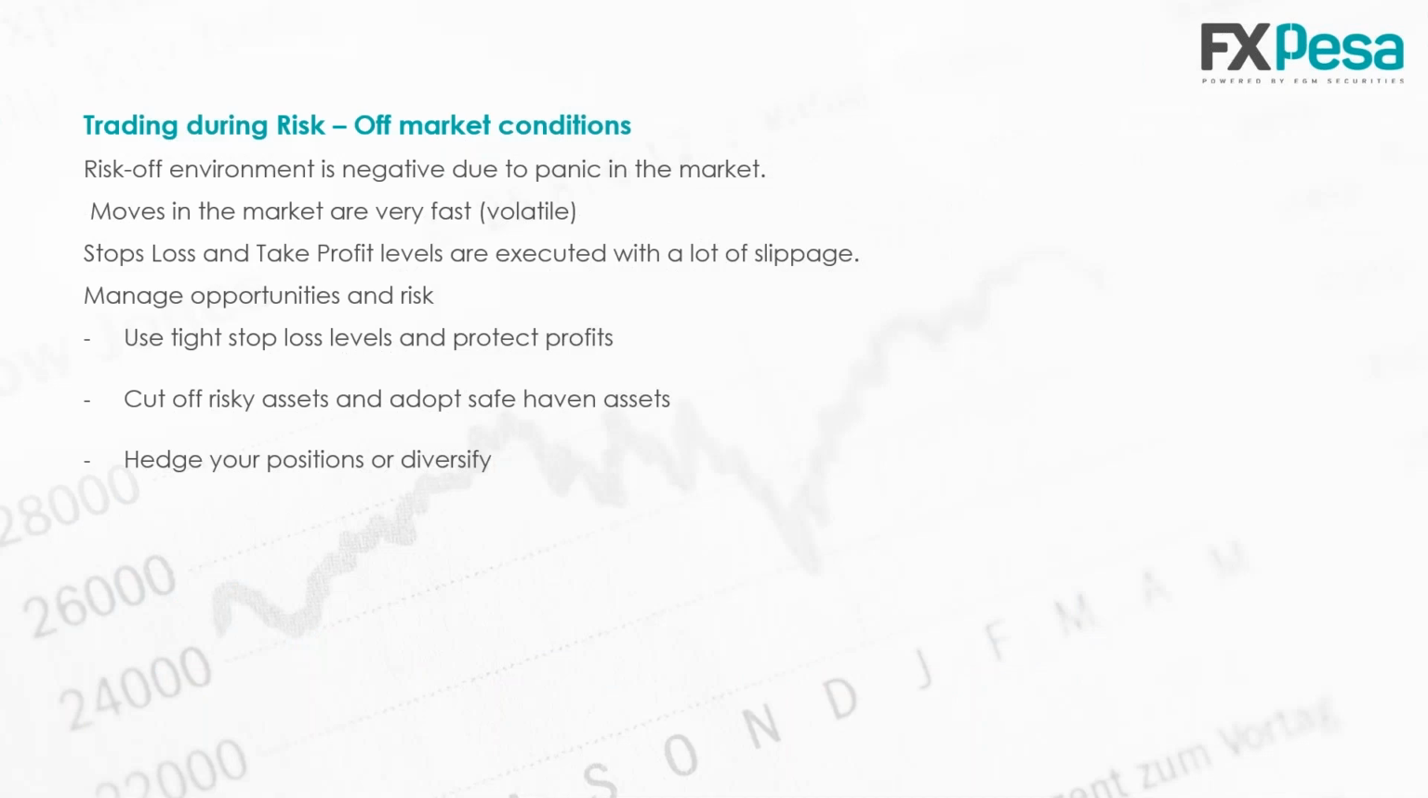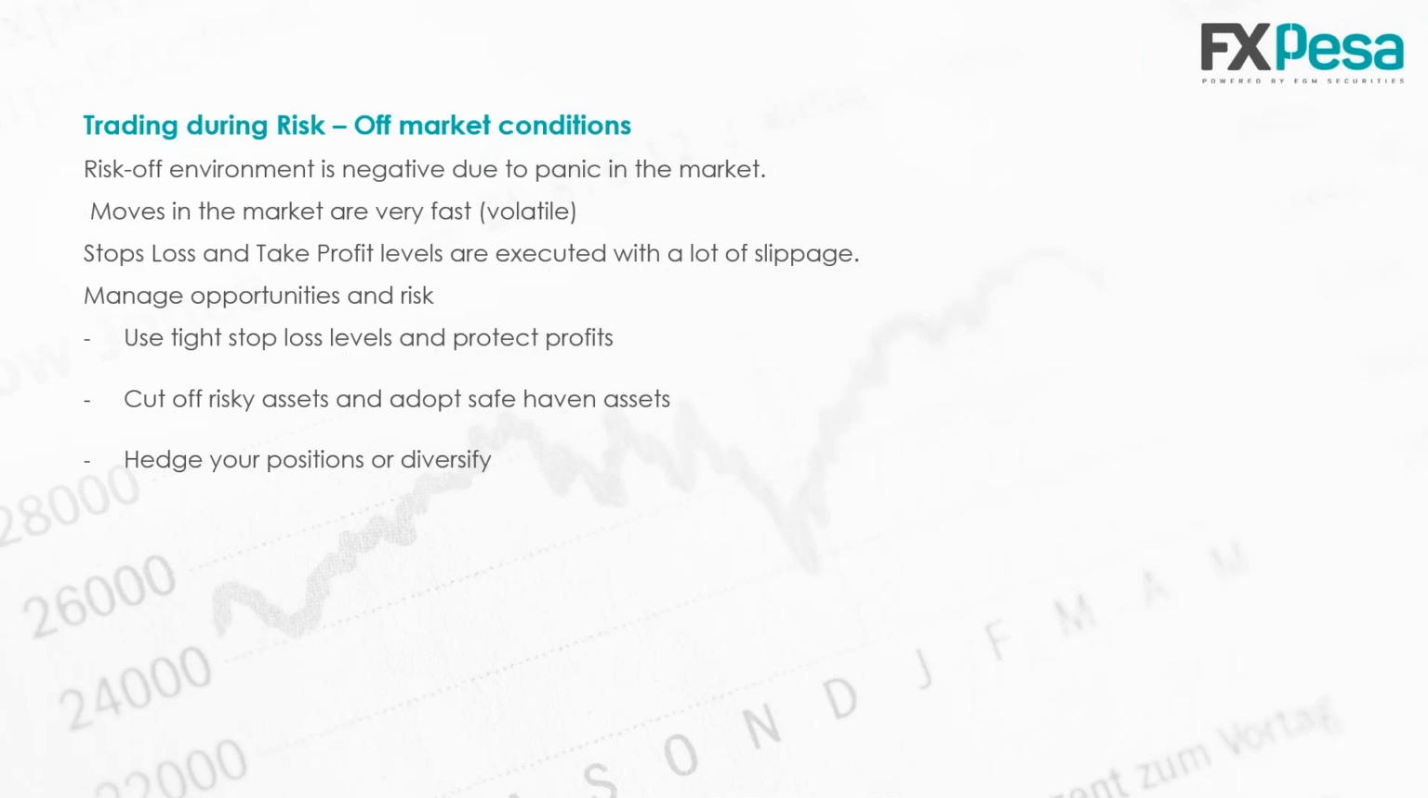Now, how do you trade during risk-off market conditions? During risk-off market conditions, the environment is negative due to panic in the market. You don't want to take a bigger risk. The moves in the market are very fast. That's number one: very volatile, moving up and down very fast. Sometimes you're not even able to get the best entry or exit in the market. Stop loss and take profit are executed with a lot of slippage. Slippage is where you've placed your take profit, but it cannot be taken at that price level because the price is not there at that current move, at that current time.